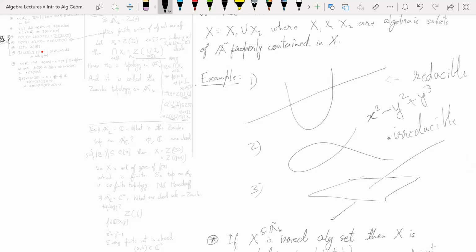Then one has to argue why the zero set of this leads to an irreducible thing, but maybe I'll do that later. From the picture, if you don't see obvious reducible components, that means it's irreducible. And number 3, you can see two irreducible components. One is a plane and one is a line, and these two are the two irreducible components. So this is reducible.